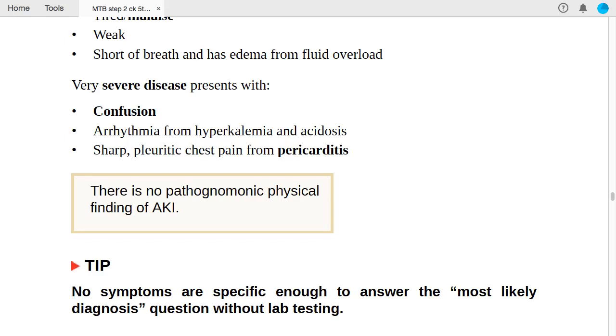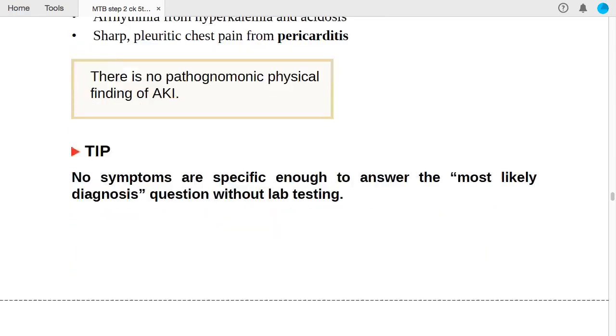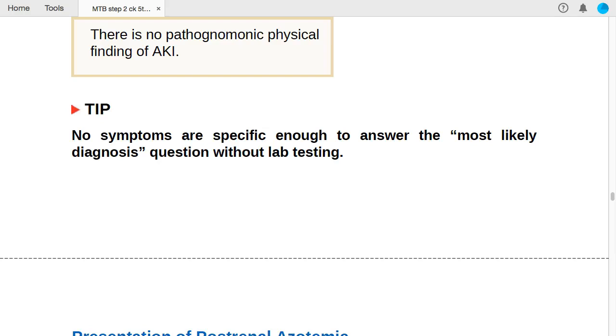Sharp pleuritic chest pain from pericarditis. Pericarditis is one of the causes, right? So that can also lead to a presentation of sharp pleuritic chest pain. There is no pathognomonic physical finding of AKI. Mostly patients are asymptomatic, but if they are symptomatic, that can also give you a clue. For the test, no symptoms are specific enough to answer the most likely diagnosis question without lab testing. Of course, you need to go for lab testing in order to make a correct diagnosis.